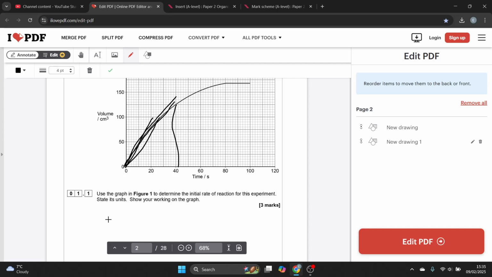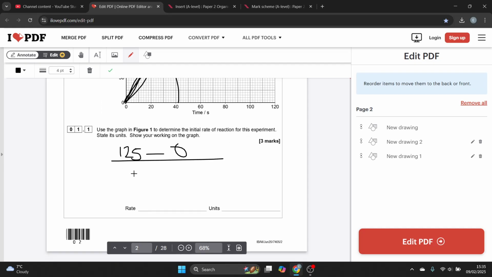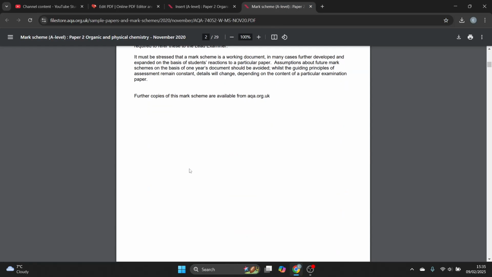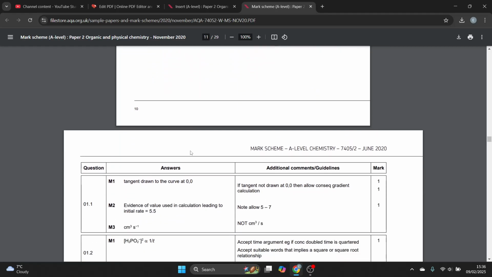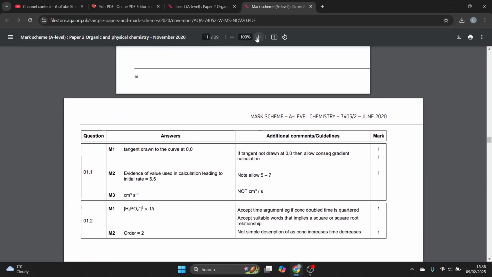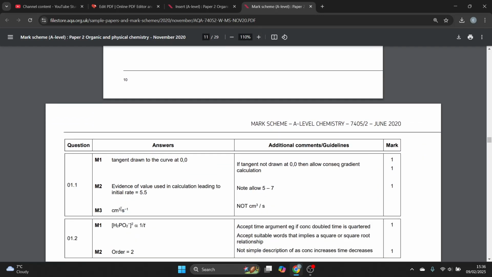So I'd say 125 minus 0 over 40 minus 0 from my graph, which will give me 3.125 units, centimeters cubed s to the power minus 1. Look at the mark scheme. Centimeters cubed s to the power minus 1. Perfect. But it says allow 5 to 7. So I've clearly done the tangent wrong.